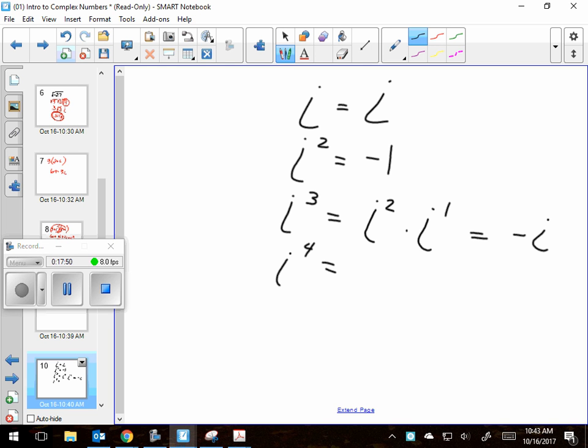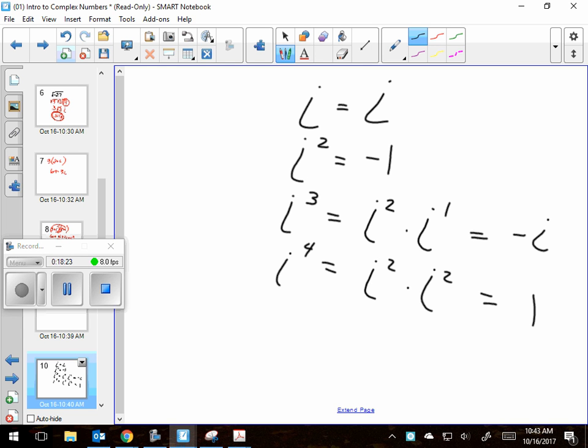Watch. i to the 4th, it's always going to be a bunch of i squareds. And maybe there'll be a leftover i, and sometimes there won't be. How many i squareds do I have here? Is there a leftover i, or is there nothing else? There's nothing else. So then, what's that equal to? It's -1 times -1, which is 1. Look at that. They came out to 4 different things.